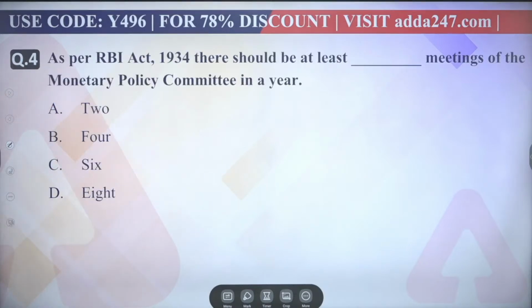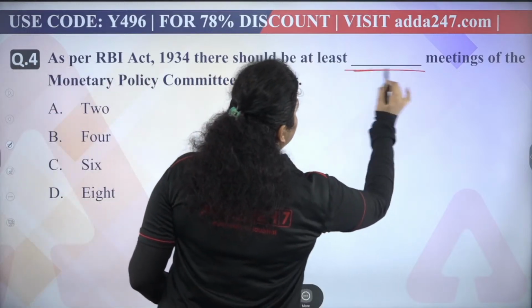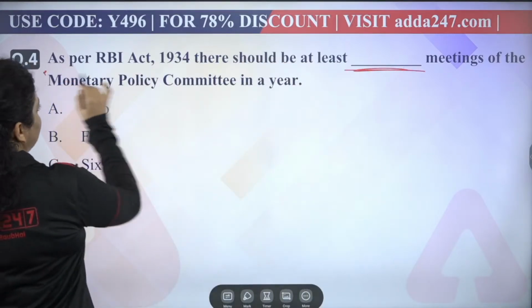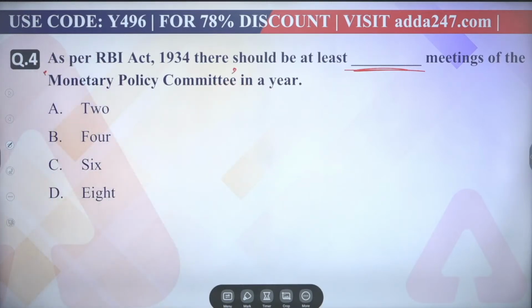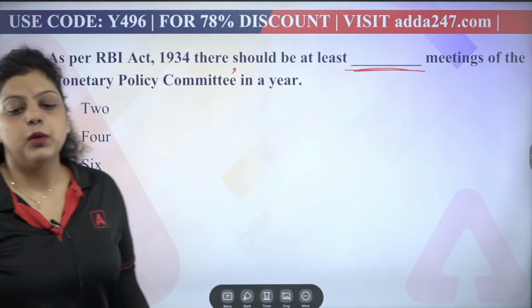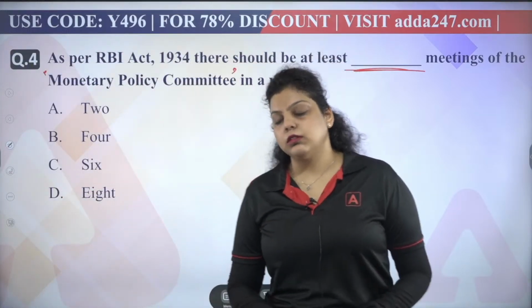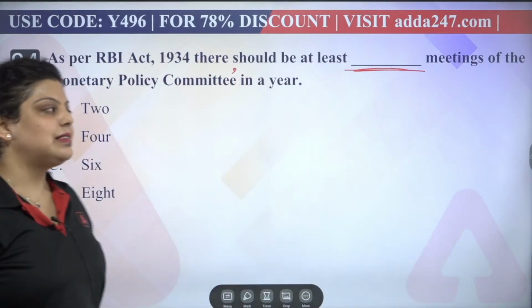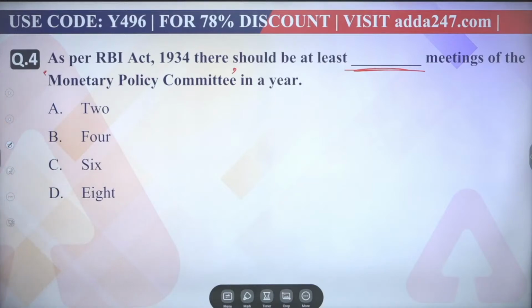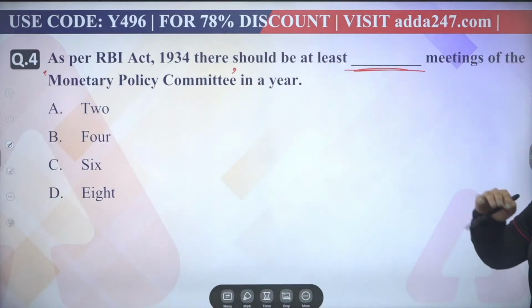Now, as per the RBI Act 1934, there should be at least dash meetings of the Monetary Policy Committee in a year. According to the RBI Act, Section 45ZB talks about the Monetary Policy Committee. It says that at least this minimum number of meetings of the Monetary Policy Committee should be held in a year. Is it 2, 4, 6 or 8?